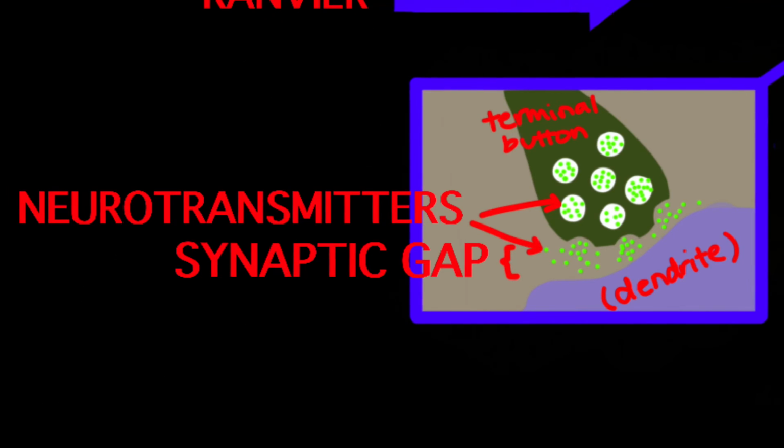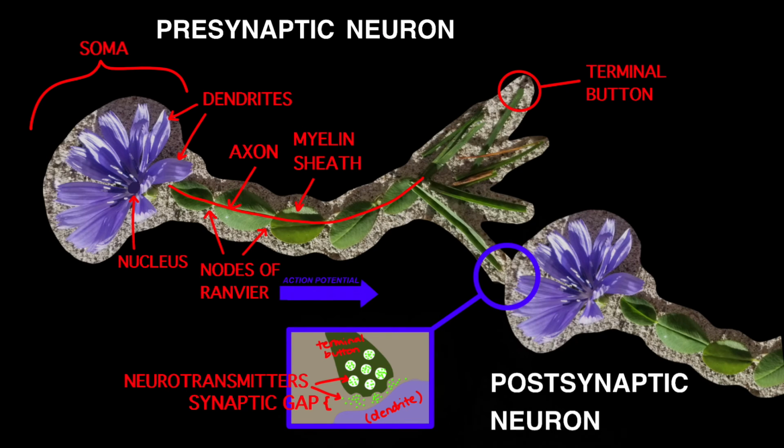A neuron sends a message by sending an impulse. The neuron that sends the impulse is the presynaptic neuron, and the neuron that receives the impulse is the postsynaptic neuron.